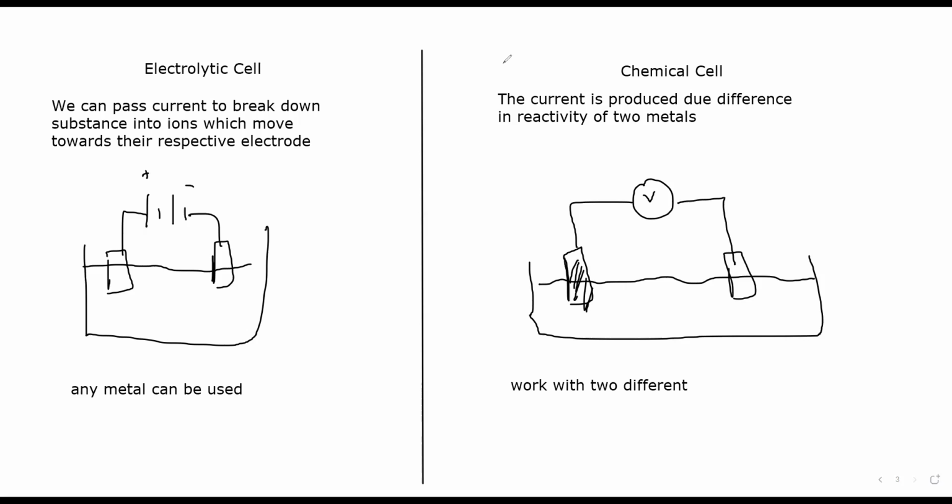What is the direction of electron flow? If I say this is a more reactive metal and this is a less reactive, electron will flow from more reactive to less reactive. But for electrolytic cell, electron will move out from the negative terminal and they're attracted towards the positive terminal. This is the movement of electron. Is it clear? The difference in electrolytic and chemical cell? Any doubt or a question related to this part?